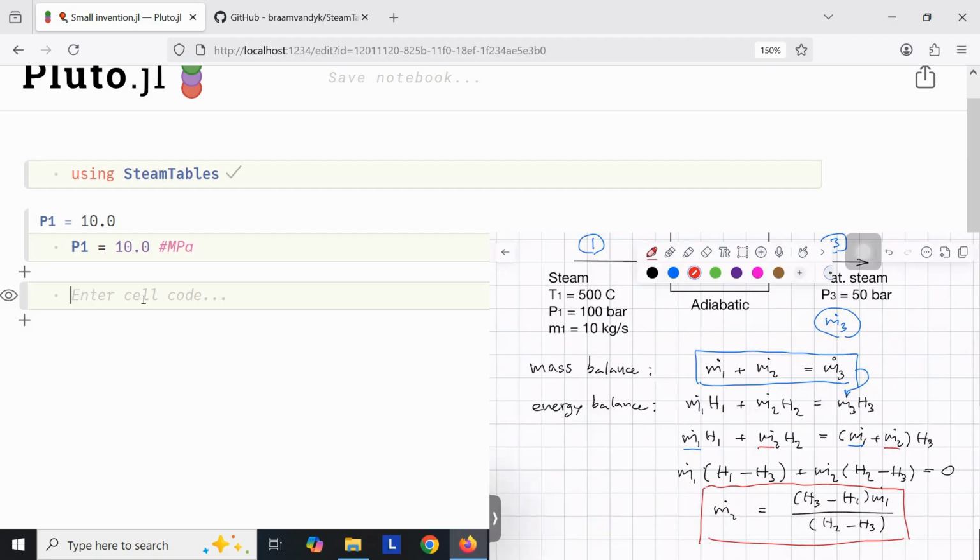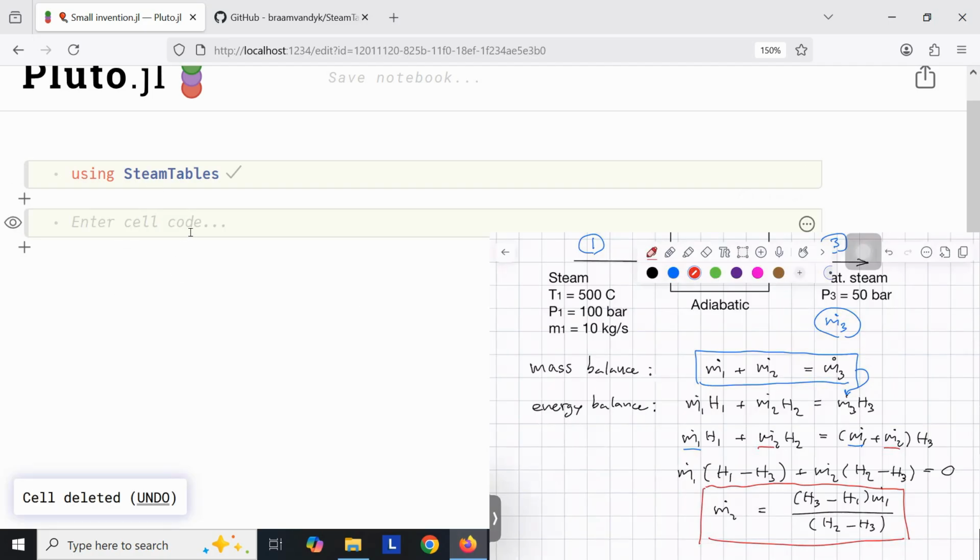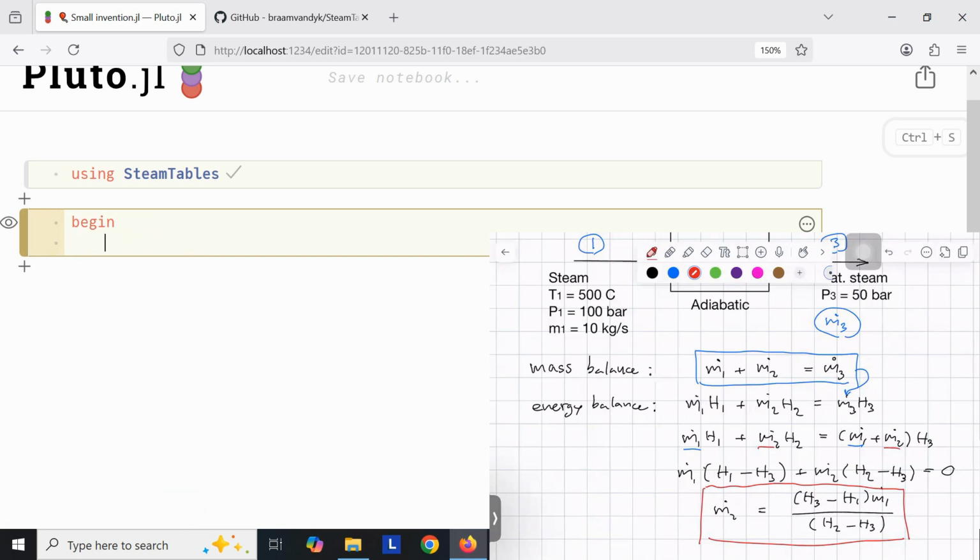But sometimes it is more convenient to enter everything in block. In order to do so, I'm going to delete this cell first and redo everything again. To enter code in block, basically we start with the keyword begin and hit enter. The new line would appear so that you can enter your code. So P1 here is 10 megapascal. Again, anything in pink is considered as a comment, and Julia would neglect the code after the pound sign.